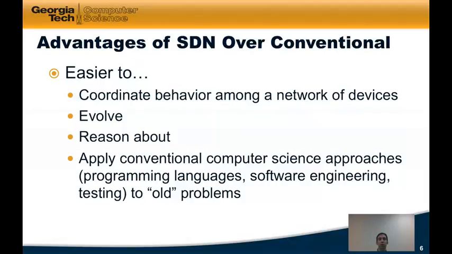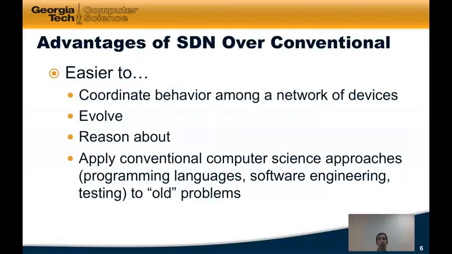They're also much easier to evolve. If you go back to that picture where we talked about vertical integration, it's very tough to evolve because the software is bundled with the hardware and whatever features are also bundled with that. If we break that apart, as we did with SDN, you can evolve the control plane, or the software that controls the network behavior, much more easily because you've decoupled that from the underlying network devices.